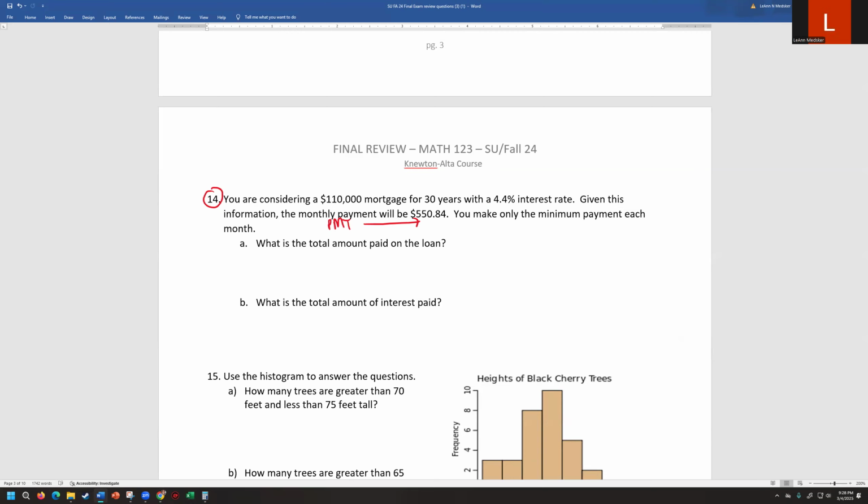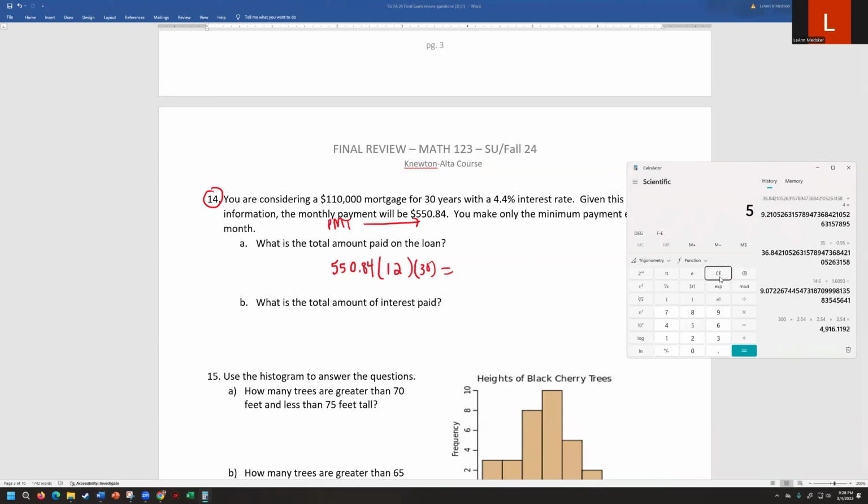Okay, so that would be if I make my minimum monthly payment, $550.84, because they want to know how much we are going to pay for this house total, because we're going to pay them back. Remember, this is interest and principal. And we're going to make that payment 12 times a year because that's how mortgages are paid, for 30 years. So this is the total number of deposits essentially you're going to make to the bank to pay that loan off. So that would be 550.84 times 12 times 30.